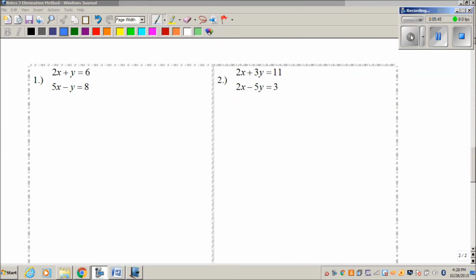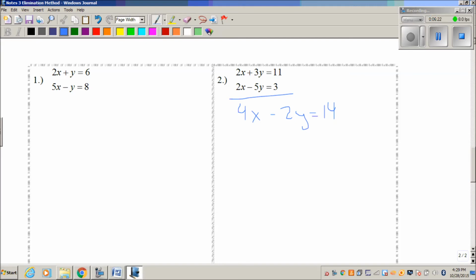Okay, so let's take a look at example number 2 on the back. In example number 2, I don't have to rearrange either of the equations because they're already lined up. The x's are lined up one above the other, the y's are lined up, the equal sign is lined up, and so are the constants. So that's all set. But right now, if I add these two equations together, nothing will cancel. I'll get 2x plus 2x equals 4x. 3y minus 5y will give me negative 2y equals 14. And that's not helpful. Now I have a third equation with two variables.